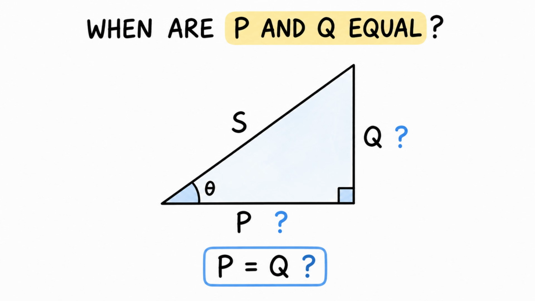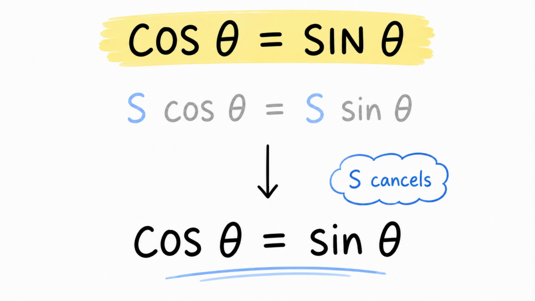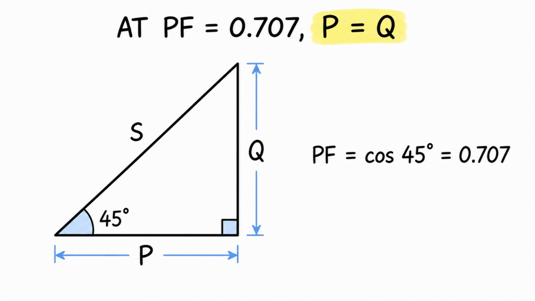At what power factor are real power and reactive power exactly equal? Setting real power equal to reactive power means apparent power times cosine theta equals apparent power times sine theta. Dividing both sides by apparent power gives cosine theta equals sine theta. This equation is true at exactly one angle between 0 and 90 degrees. That angle is 45 degrees. Cosine of 45 degrees equals sine of 45 degrees equals 0.707. For this reason, at a power factor of 0.707, the real and reactive components of power are exactly equal.